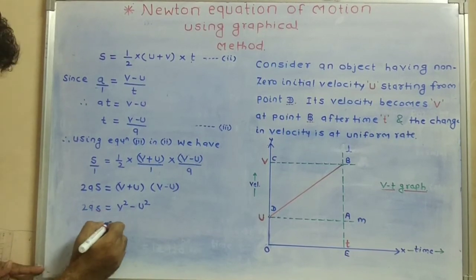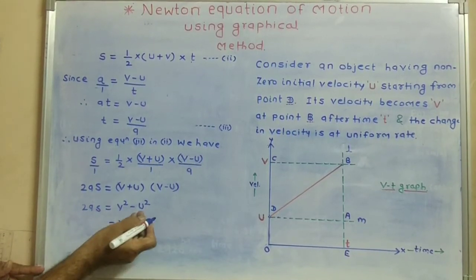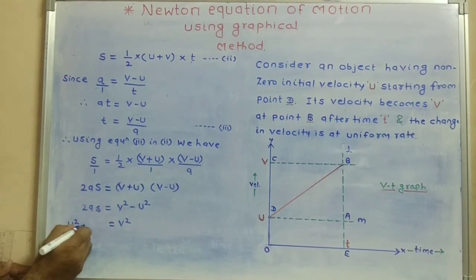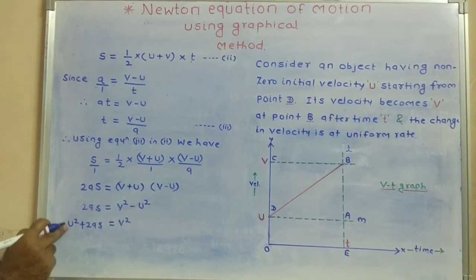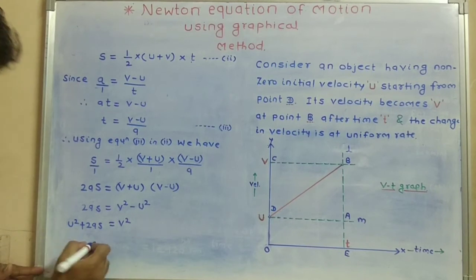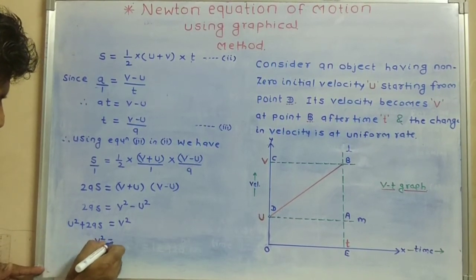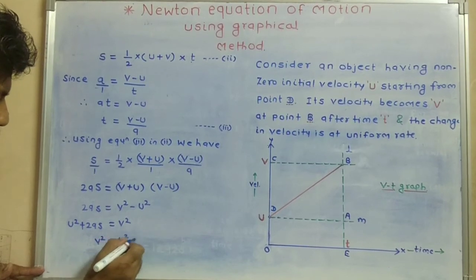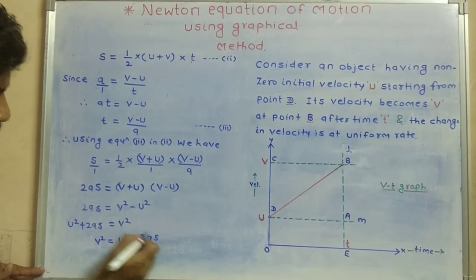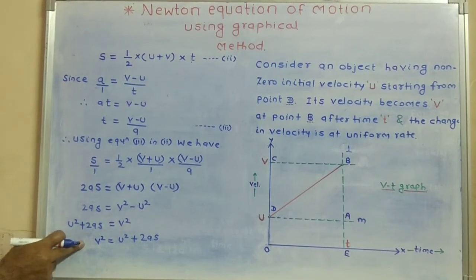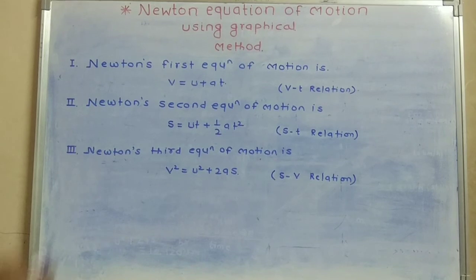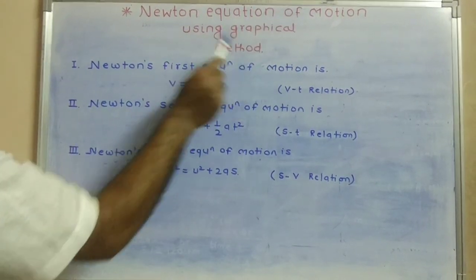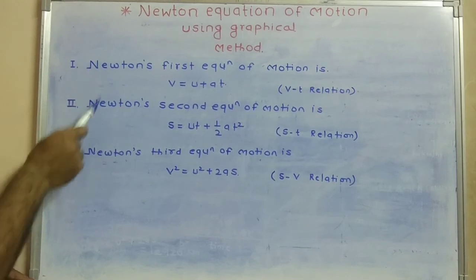Now I am keeping V square as it is, transferring U square to this side. When U square is transferred to this side, what will be its sign? Plus U square. Therefore, we have got the third relation, that is V square is equal to U square plus twice AS. This is known as Newton's third equation of motion, which describes the relation between the displacement and velocity. Here we have found Newton's equations of motion using the graphical method. Thus, Newton has given 3 equations of motion.